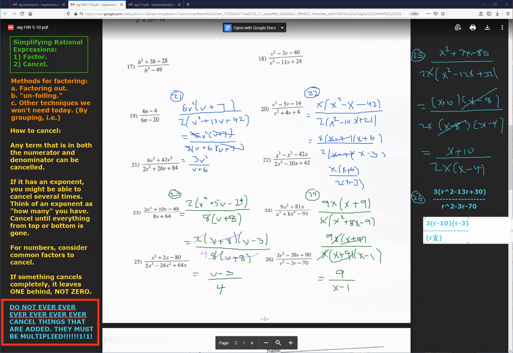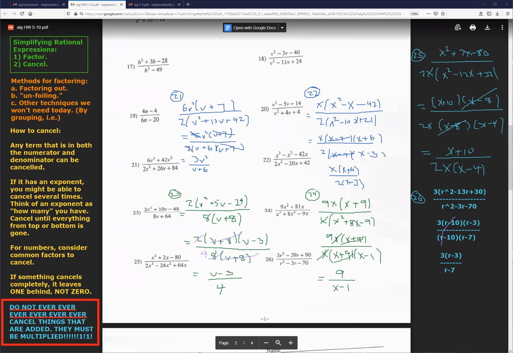And then on the bottom, we've got multiplies to negative 70, adds to negative 3. So numbers that are pretty close together that multiply to 70 are going to be 10 and 7. Because we have a negative 3, it's going to be the 10 that's negative. So we're going to have 3 times r minus 10, r minus 3 over r minus 10, r minus 7. And then we will cancel our r minus 10s. And so we will be left with 3 times r minus 3 over r minus 7 as our final answer. And that is how you are going to factor these and then cancel and reduce.